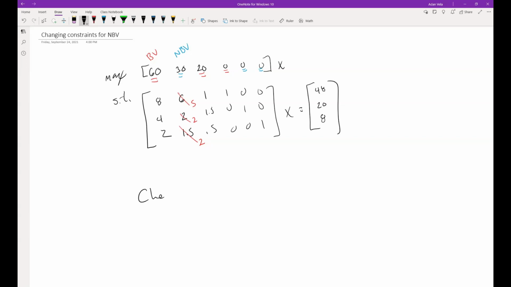In this case, all we have to do is check. Let's look at row 0. We're going to look at CBV times B inverse and whatever the new n prime is, minus CNBV. So this change is going to get integrated into n prime, and we want to check to see if now we have negative coefficients in this calculation.